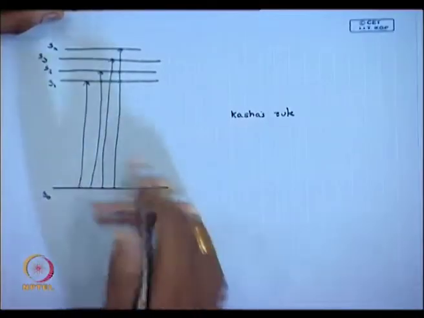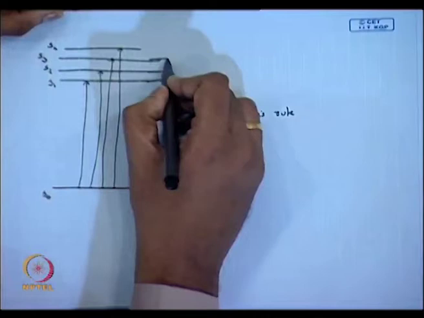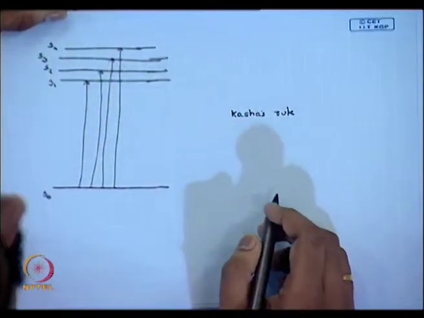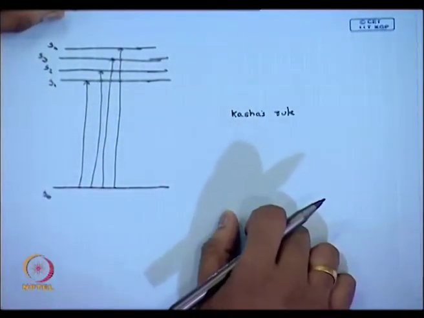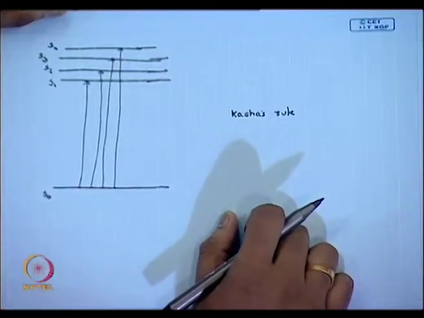Clear? Okay, this we call Kasha's rule. Please repeat what the rule is. Your fluorescence is independent of your excited state. It occurs most of the time from your first singlet excited state.